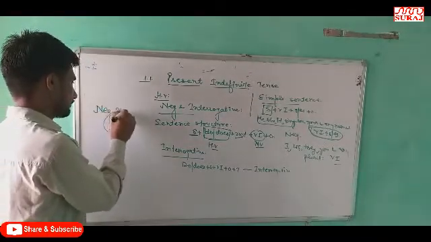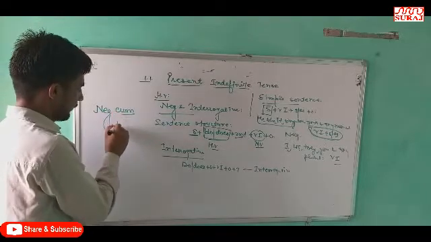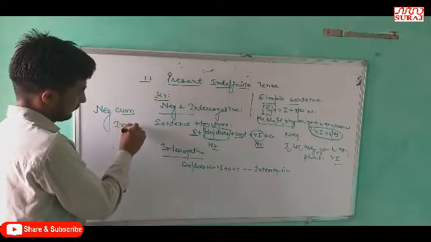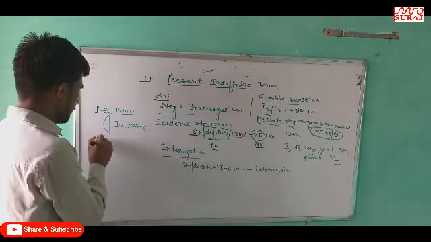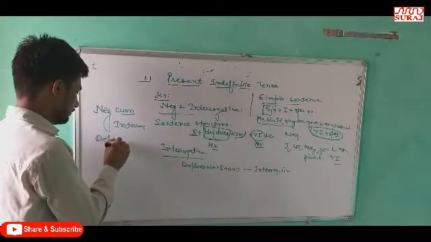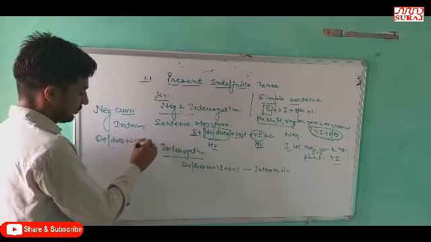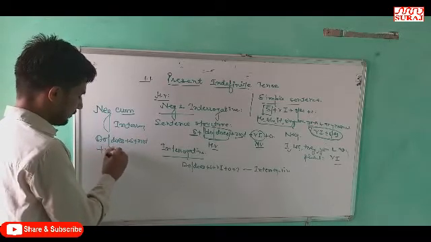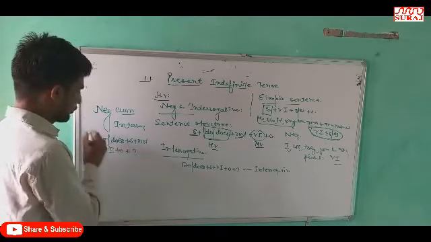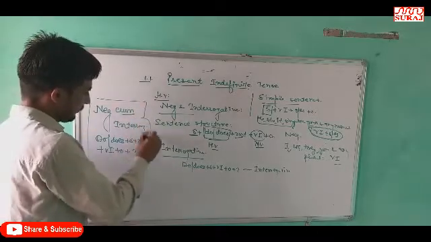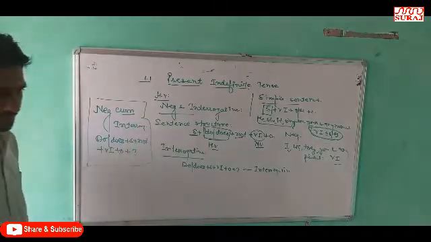Negative-cum-interrogative sentence. Do, does, subject, not, verb first, object and question mark. This structure will be for interrogative-cum-negative.